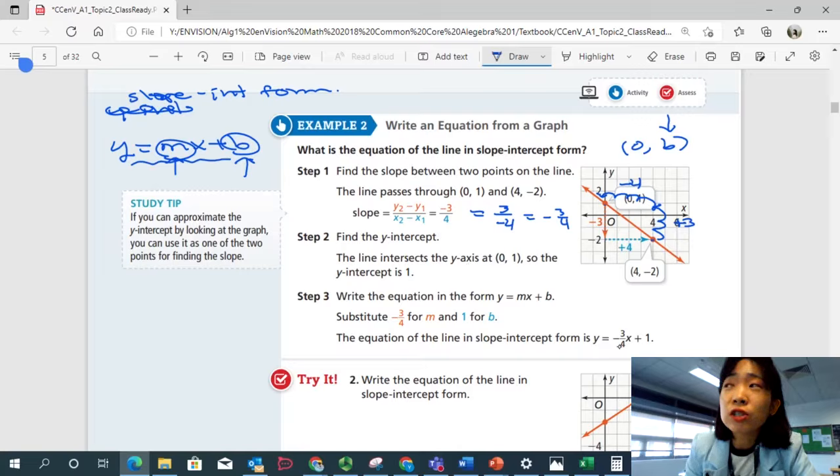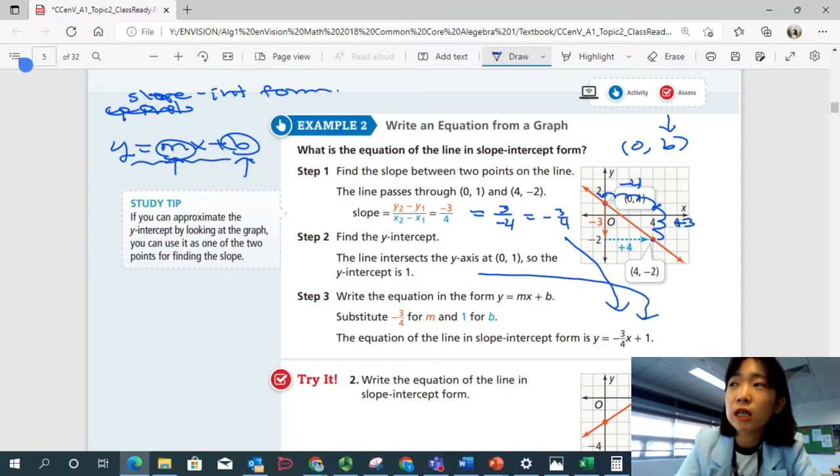The only variables you should see in the equation of the line should be x and y. m and b are not variables. They stand for a number. They should be a specific number in your equation. Okay? So the equation of the line in slope-intercept form for this graph is y = -3/4x + 1. Okay, just plug in your slope and your y-intercept.